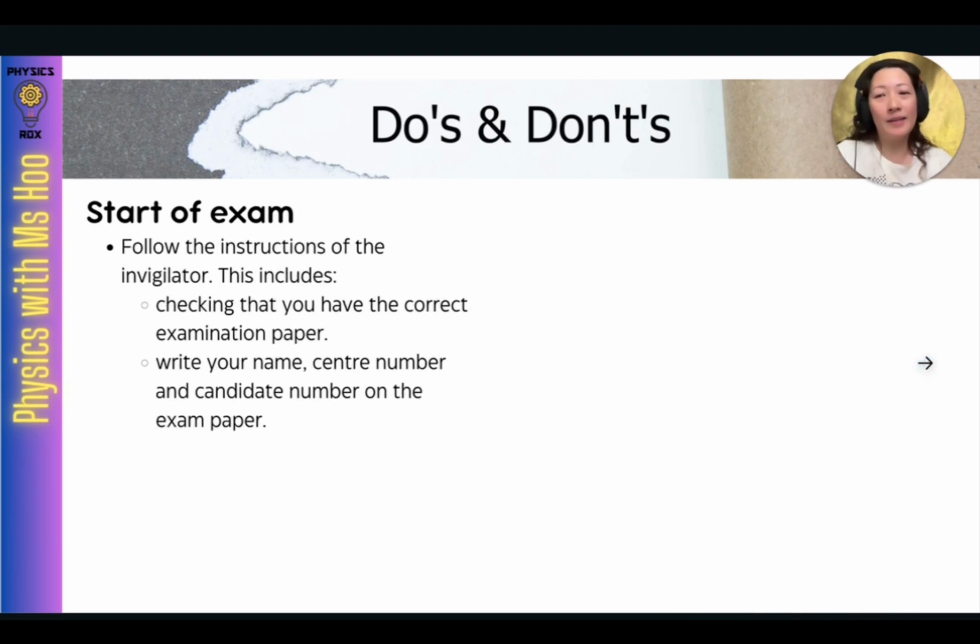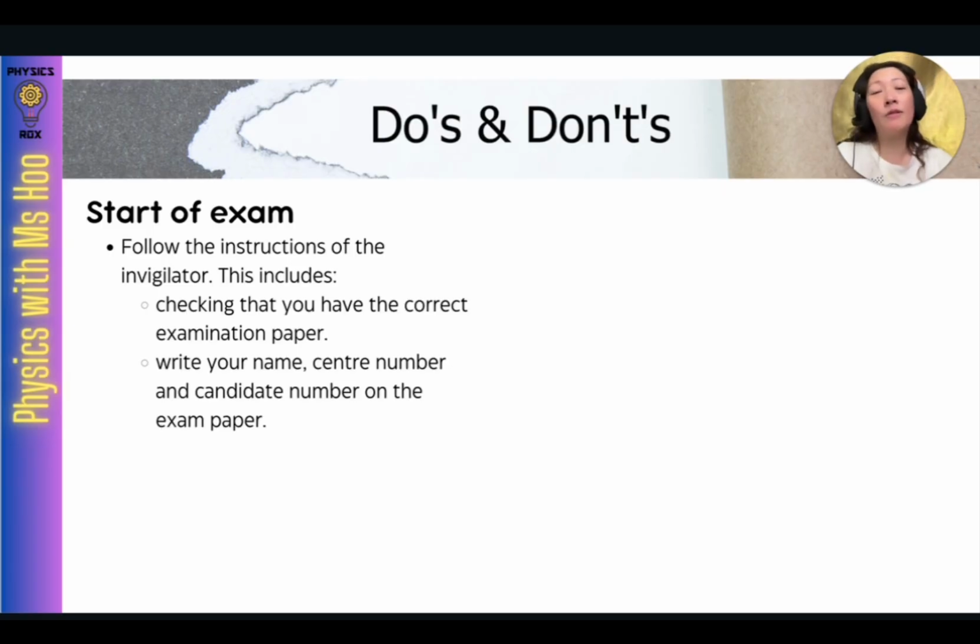At the start of the exam, make sure you follow the instructions of the invigilator. Don't try to do anything before the invigilator gives you instructions to. Now, usually the instructions given by the invigilators would include checking that you have the correct examination paper. If you're in there for a physics exam and you've got a paper for chemistry, don't open the paper and start doing it. You gotta let the invigilator know, wrong paper.